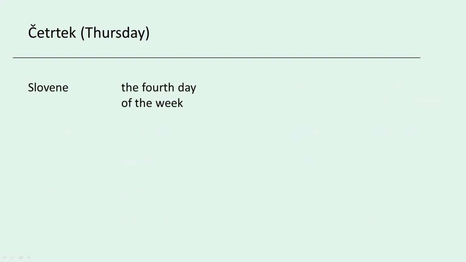Četrtek means the fourth day of the week, and this is pretty obvious if you know the ordinal numerals besides the cardinal numerals in Slovene. So not only 1, 2, 3, but first, second, third, and so on. Štiri is 4, and četrti, četrta, četrto, depending on the gender of the noun, means fourth. It's pretty obvious then that četrtek is the fourth day of the week.